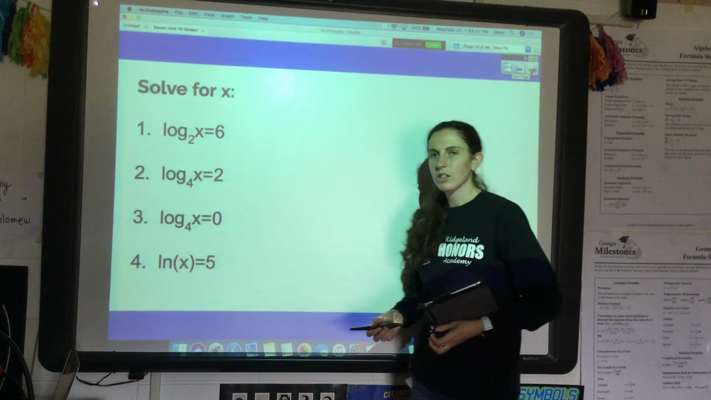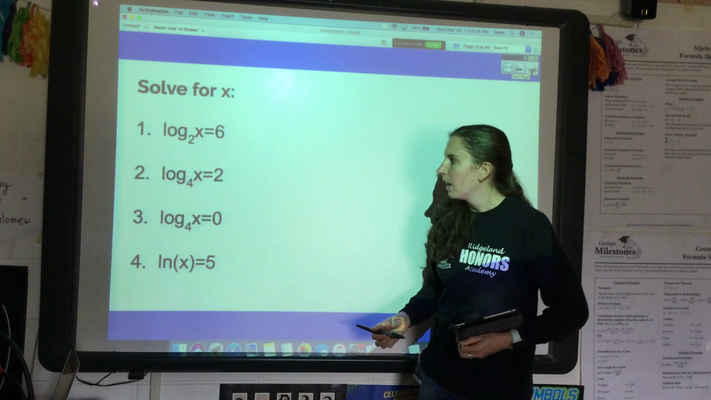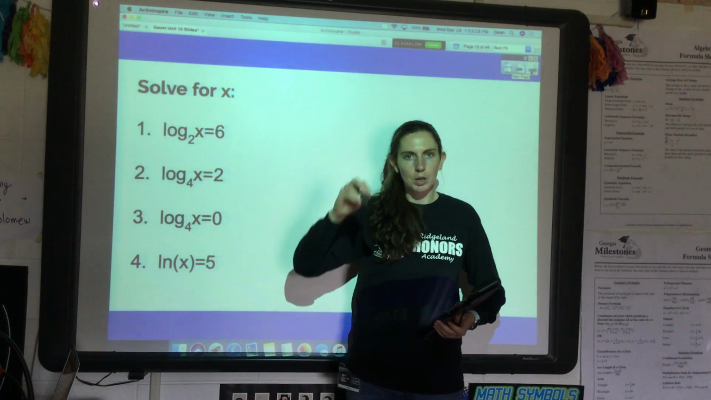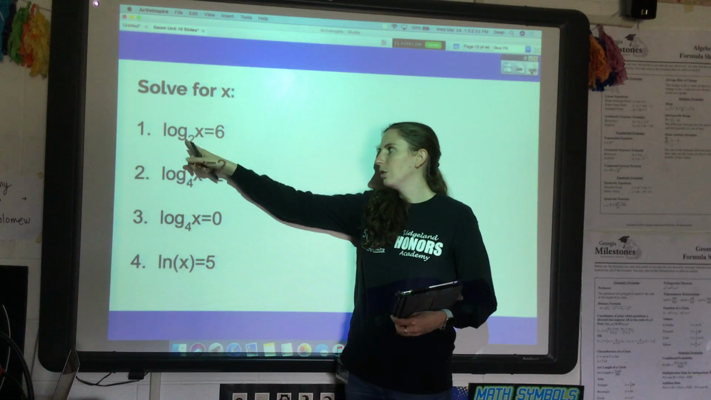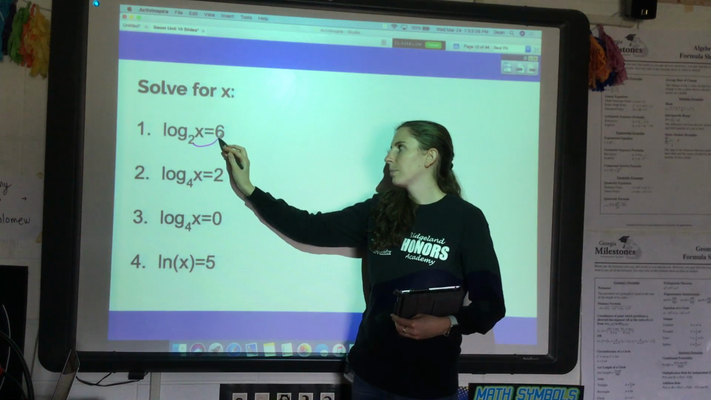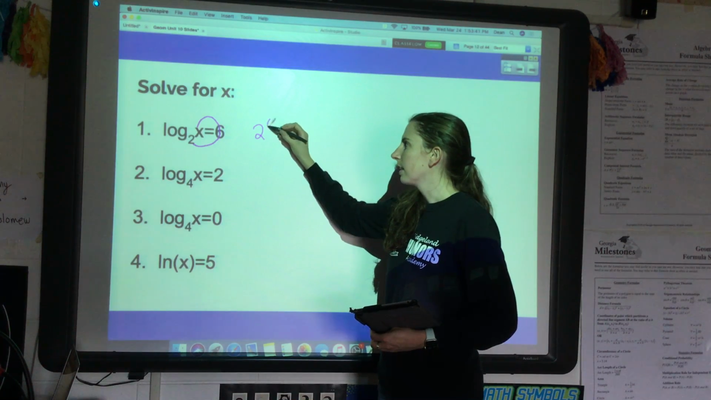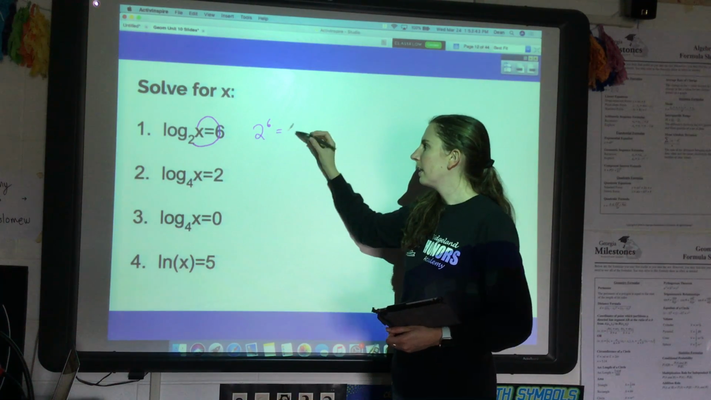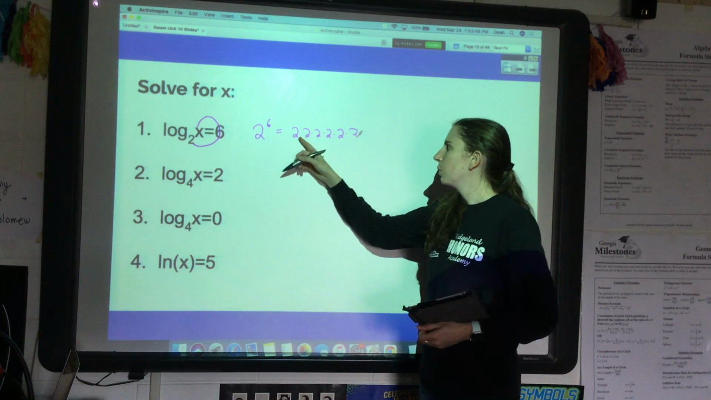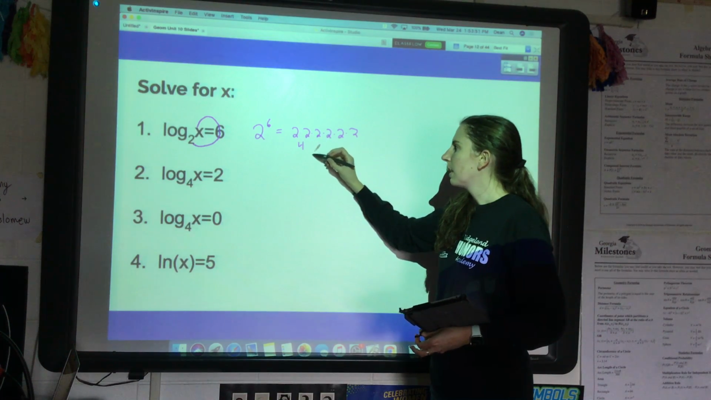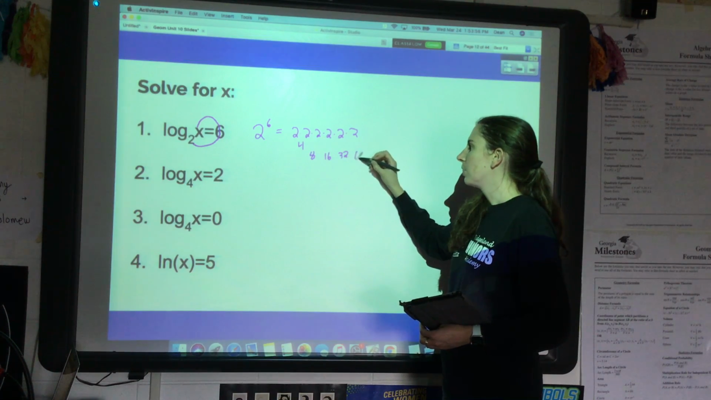All right, these are actually going to be really easy now that we know how these logarithms work. So remember that swirl pattern. If I want to solve for x, I know that 2 to the 6th power is supposed to give me x. So all I have to do is 2 to the 6th, which would be 2 times 2 times 2 times 2 times 2 times 2. That's 4 times 2 is 8, times 2 is 16, times 2 is 32, so 64.